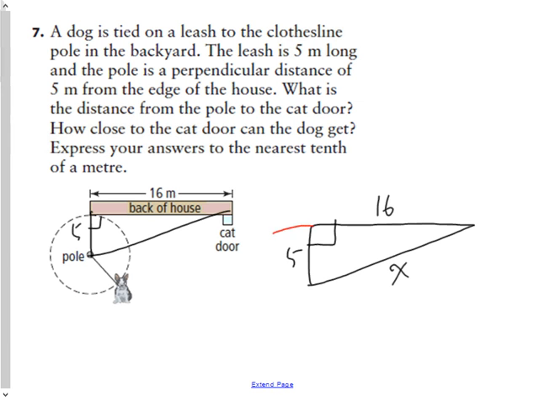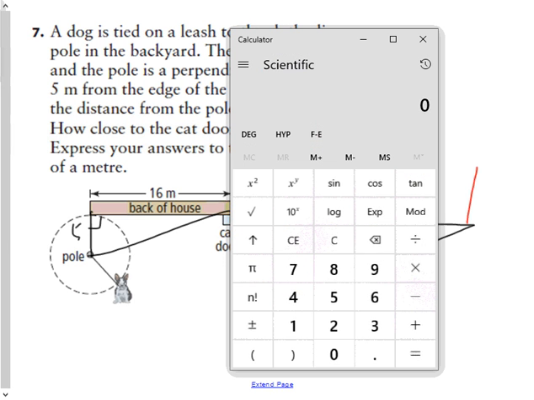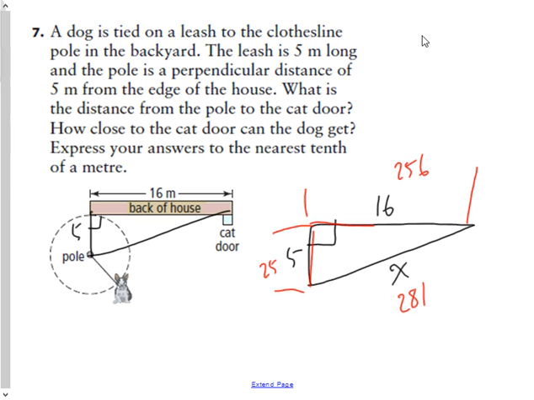So when I take these and put my little squares on here, 16 squared is 256, 5 squared is 25. Those are both legs of a right triangle, because this is a leg and this is a leg. So therefore, the sum of those two will be 281, because 256 plus 25 is 281. And therefore, the distance from the pole to the cat door will be the square root of 281, or approximately 16.8 meters. Approximately.